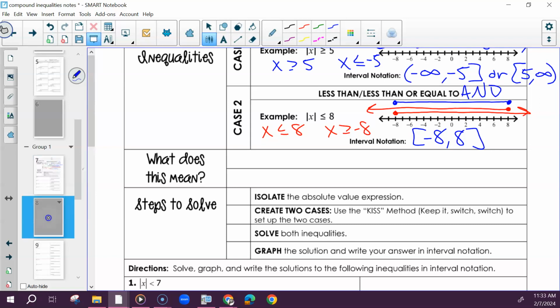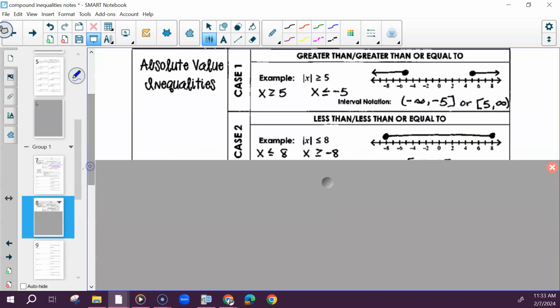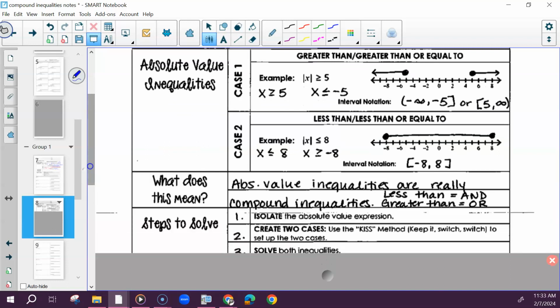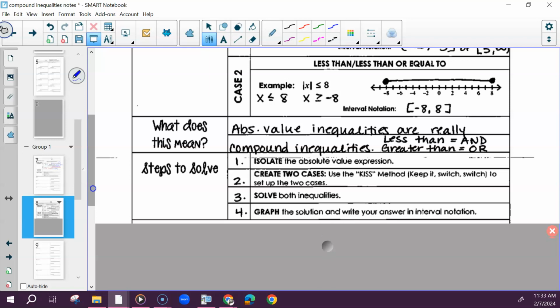Okay, write this down. So, absolute value inequalities are really compound inequalities where less than or equal to is and, and greater than or equal to is or.